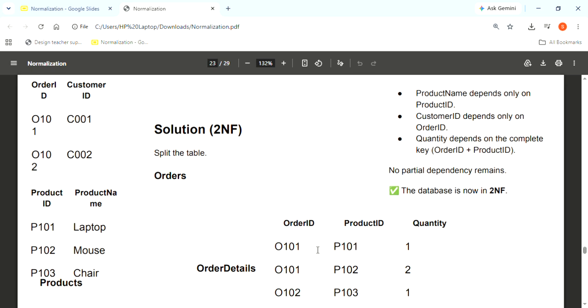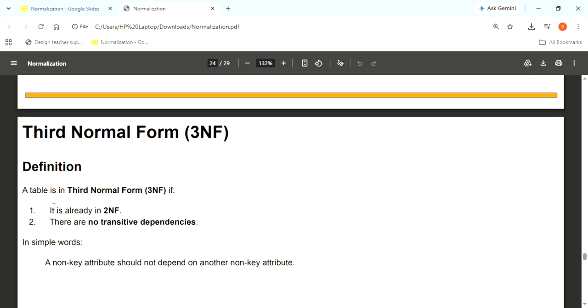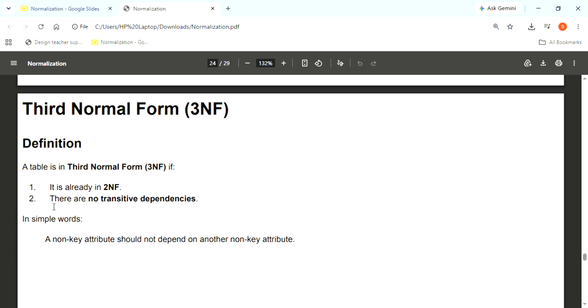Now coming to the 2NF solution. Keeping in mind that product name depends on product ID and customer ID depends on order ID, we will decompose our table in such a way that the other attributes are totally dependent on the primary key, and hence remove the partial dependencies. Coming to the third normal form, it should not have transitive dependencies.